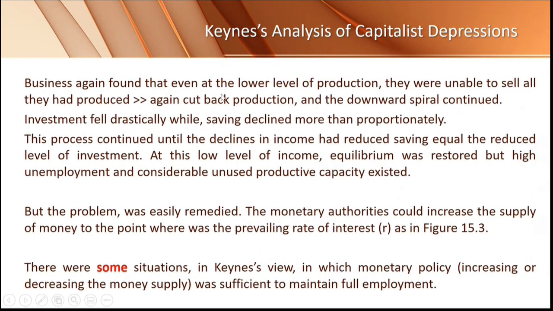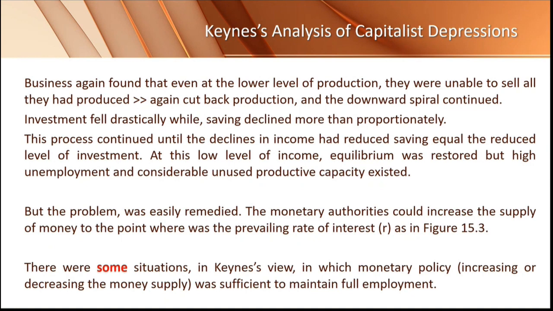Business again found that even at the lower level of production, they were unable to sell all they had produced. So again they cut back on production, and the downward spiral continued, right? When they cut back on production, income falls again, more unemployed. Then if there are more unemployed, the demand falls even further. So when it falls even further, the business finds it cannot sell again. Then they will again cut back production, more unemployment, less income, and again and again. This will continue and continue, right?